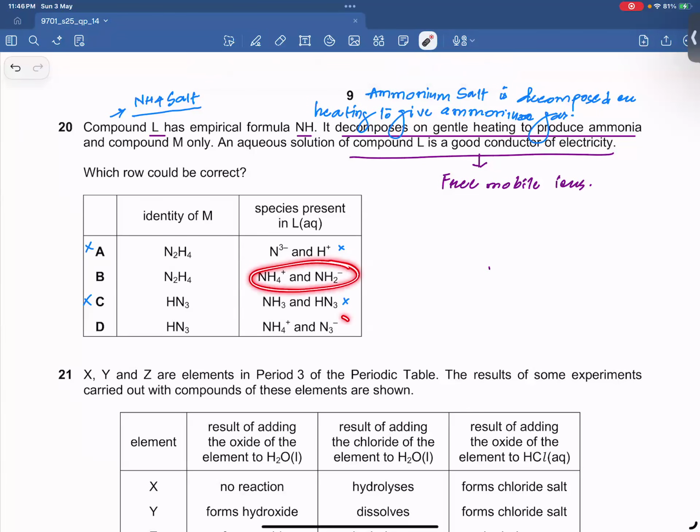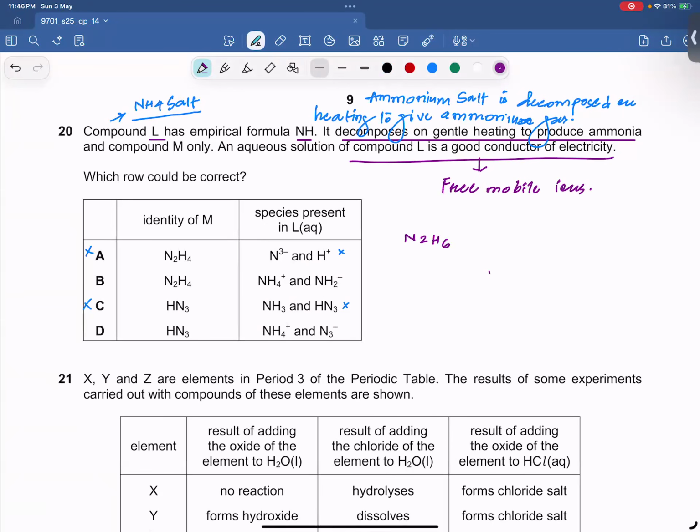So look at this. इसके पास भी free mobile ions, इसके पास भी free mobile ions. Now, when we combine these two ions, we have 2 nitrogen and we have 4 hydrogen. Okay, oh sorry, 6 hydrogen. And that's the molecular formula. When we get the empirical formula, we need to divide by 2. So the empirical formula is going to be NH3.